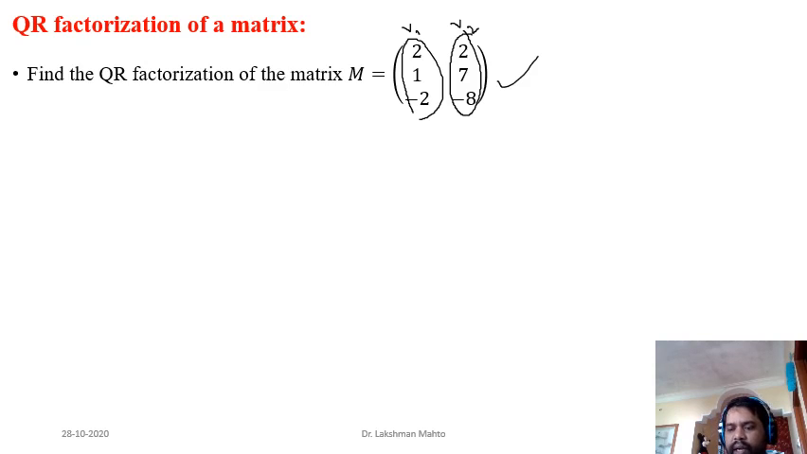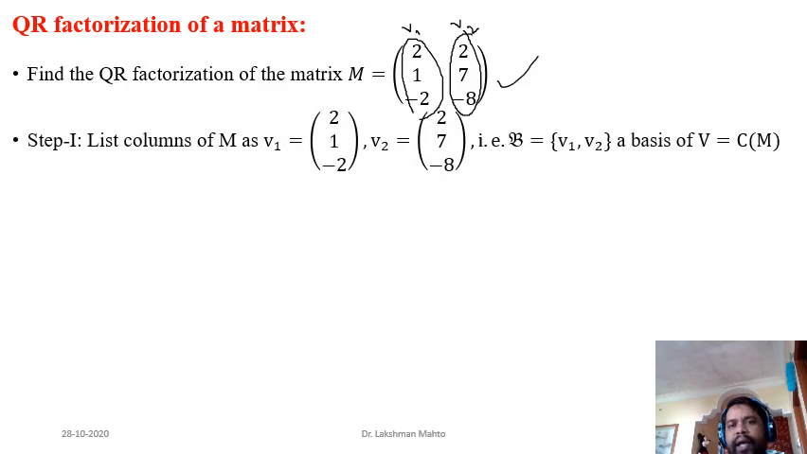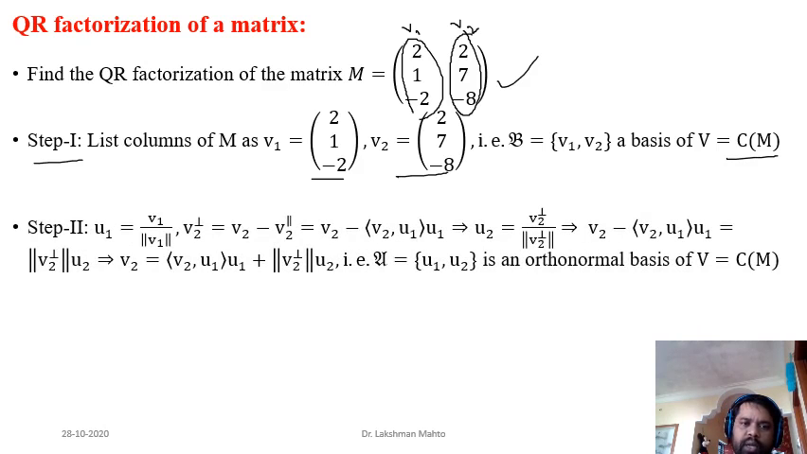Then how can we factor? We can factor this by using the Gram-Schmidt orthogonalization process. That means the first step is, what is the first step? We are listing the columns of M as V1 and V2. That means V1 and V2 happen to be a basis of the column space of M. Next, we have to construct orthonormal vectors u1 and u2. So easily we can get u1, there is no issue.